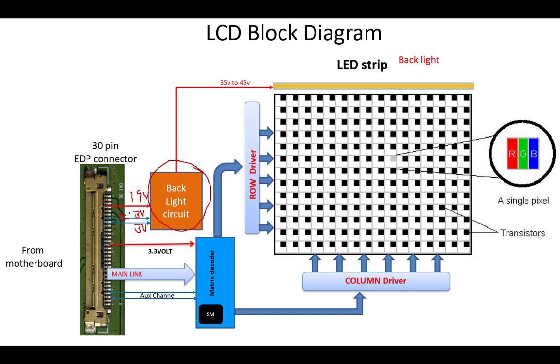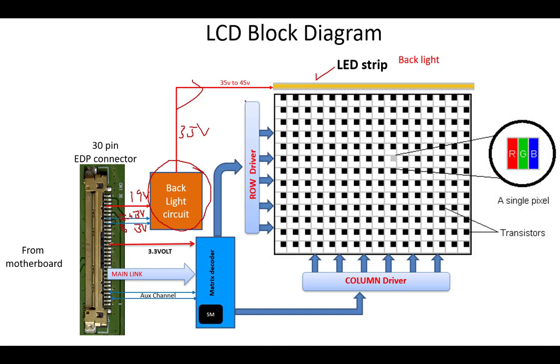So here is the enable, then the brightness, and once it receives this enable and brightness and the 19 volts, this DC to DC converter switches that 19 volts into 35 volts. This 35 volts is given to those LED strips, and then the LED strips turn on. So this is the basic concept of the LED strips.